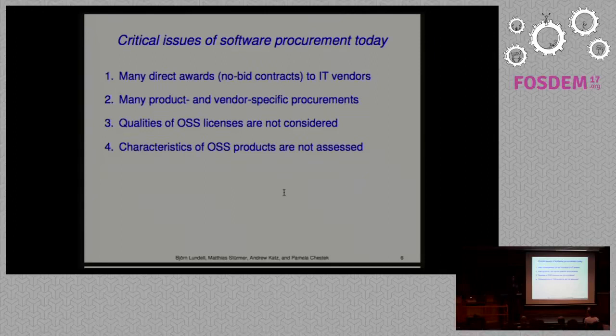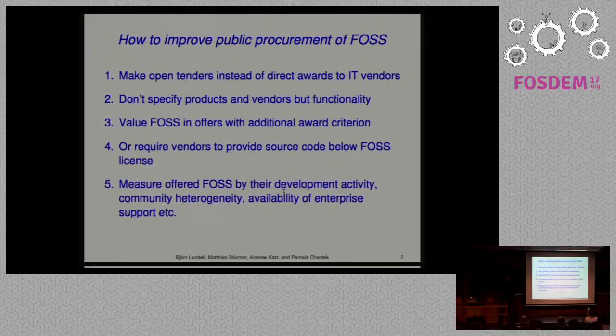And the fourth problem: once they do actually procure open source in some way, which is good, of course, they forget to ask if the product is just supported or used and developed by only one company. Does it have a community? How heterogeneous is the community? How active is the development, and so on? So these are the four issues we see in procurement.